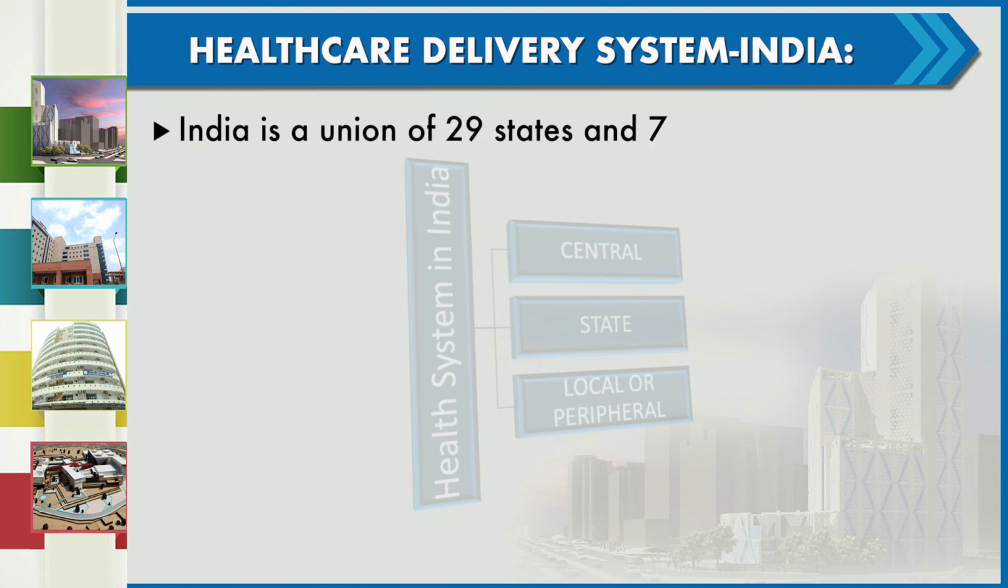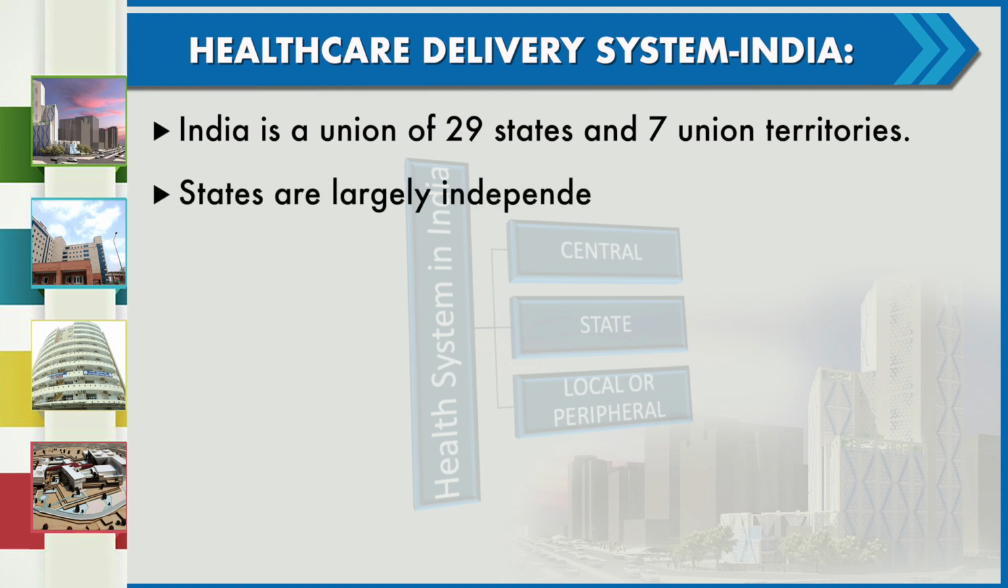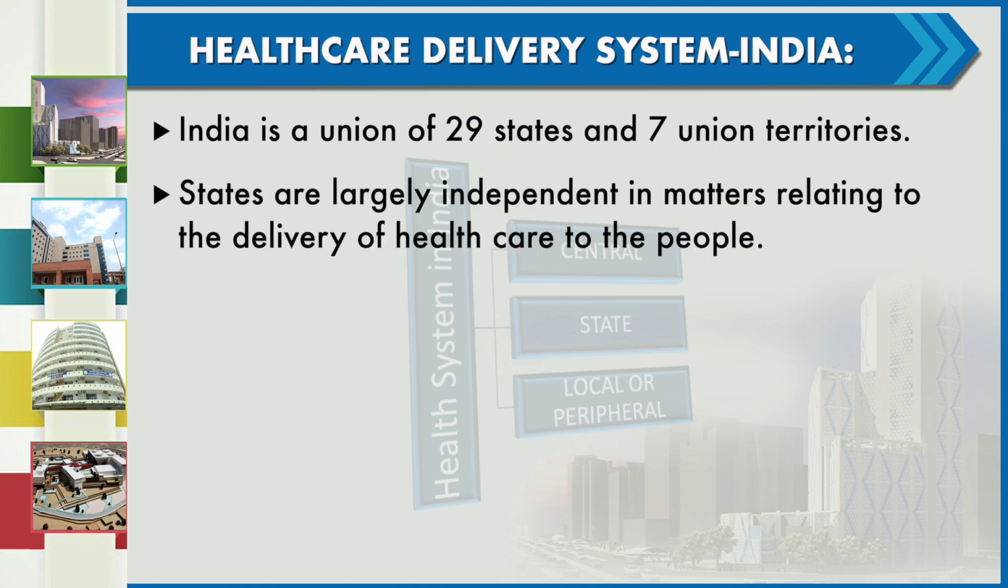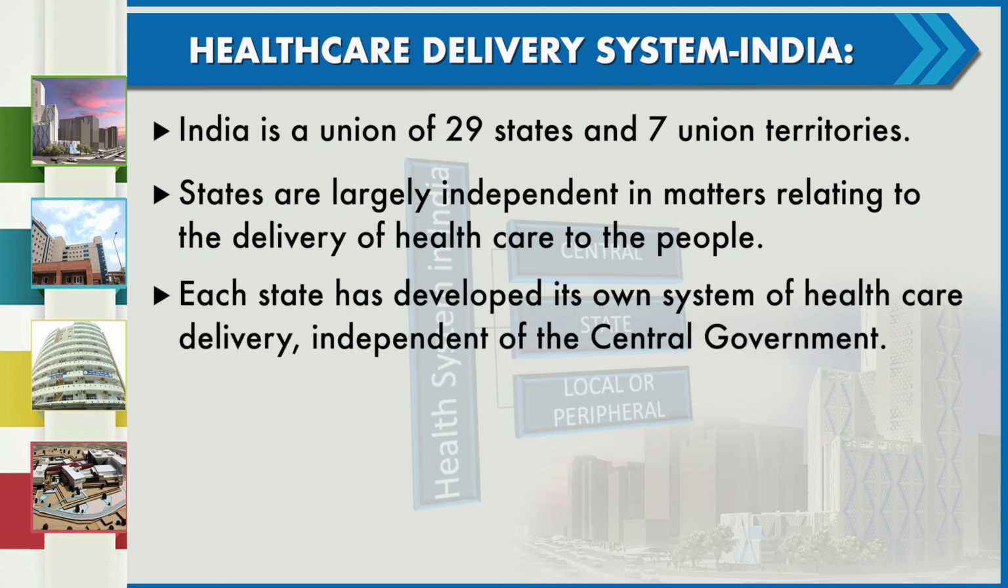So, healthcare delivery system in India. India, as we know, has a structure of local governments, central government, and there are 29 states and 7 union territories in India. So health is a state subject in India and states are largely independent in matters relating to the delivery of healthcare services to the people. Each state has its own system and its own way of carrying out the healthcare delivery to the people.